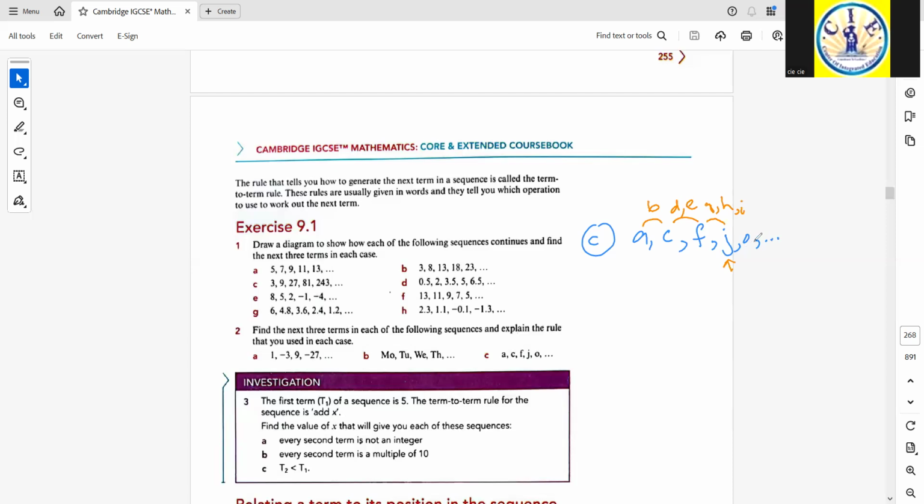And after J, what we need to observe? After J, it is K, L, M, and N. And then we have got O. So the pattern could be that we are skipping one alphabet, then we skip two alphabets, then we skip three alphabets, and then we skip four alphabets. So what could be the rule? That is skip an extra or additional alphabet.